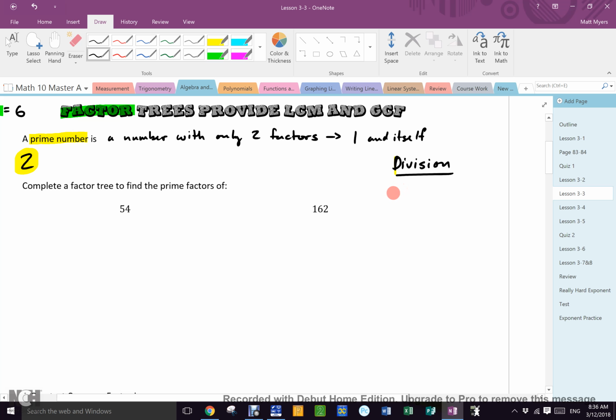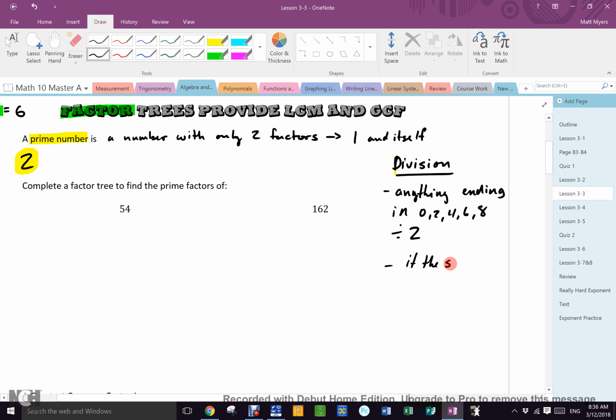The first one. Anything ending in 0, 2, 4, 6, and 8 will divide by 2. You already know that, because those are all the even numbers. Yes? Right? That's the first division rule you should know. The second division rule.